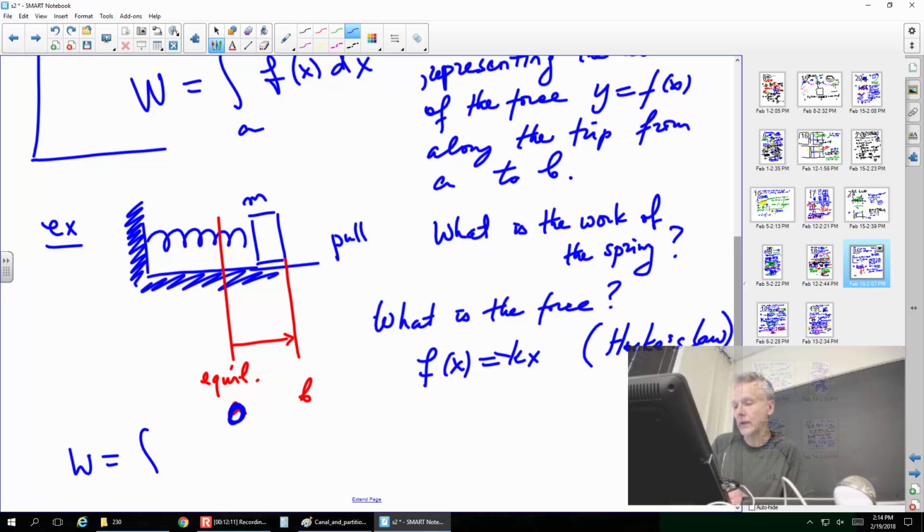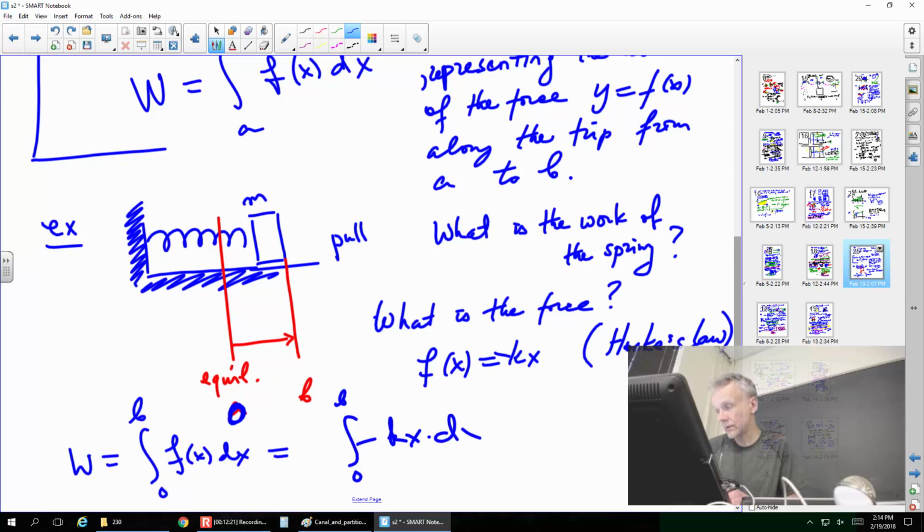Our work is the integral from 0 to b of f of x dx, which is the integral from 0 to b of negative kx dx. Integration of a linear function is uncomplicated, so it will be negative kx squared over 2 from 0 to b. And so the total is simply negative k b squared over 2.